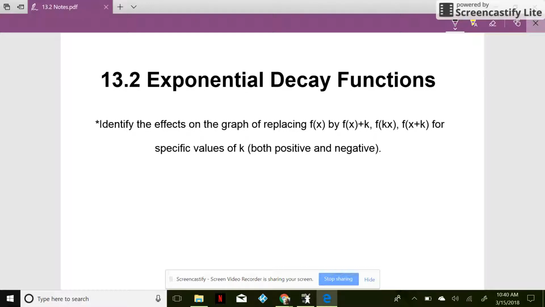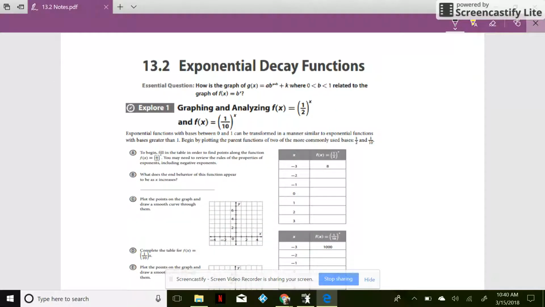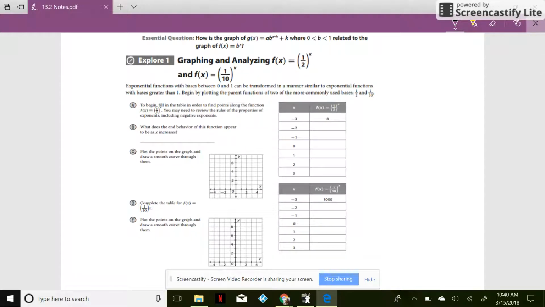We're looking at section 13.2, exponential decay functions. So these decay functions are going to act very similar to our exponential growth functions, except instead of increasing values, our values are going to be decreasing. So now we're analyzing the functions of 1 over 2 to the x and 1 over 10 to the x.